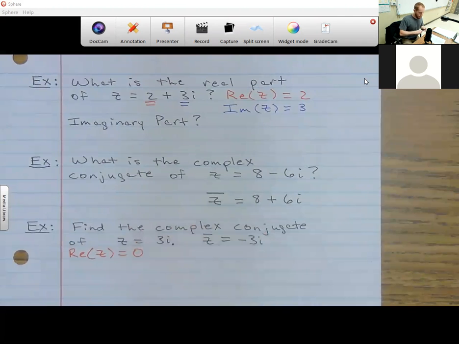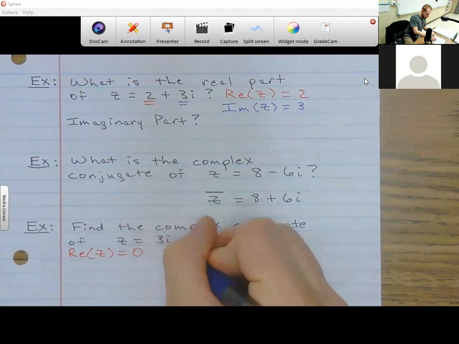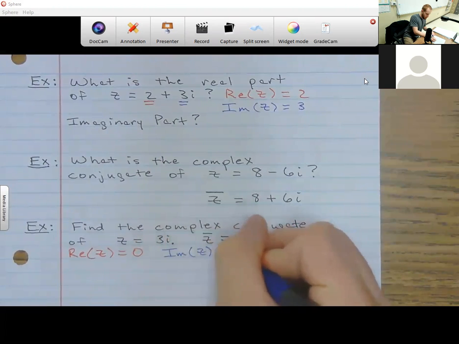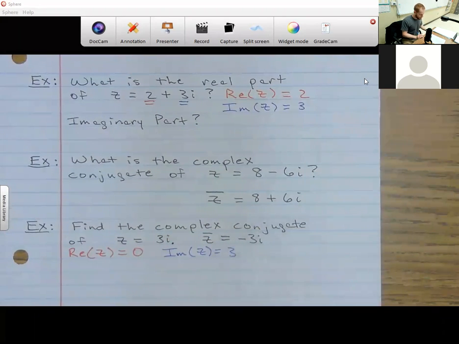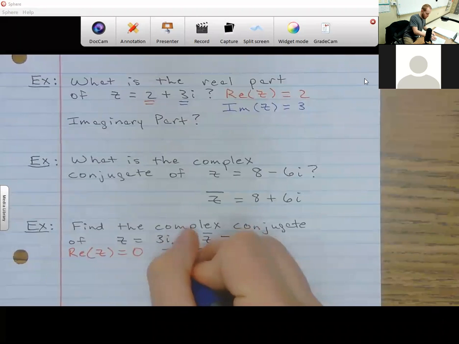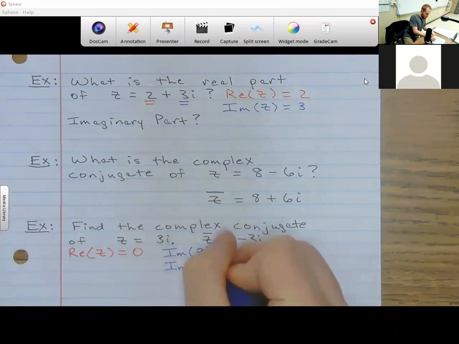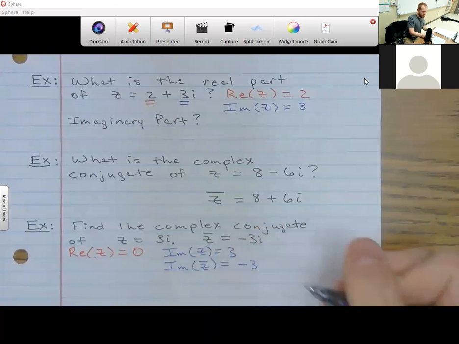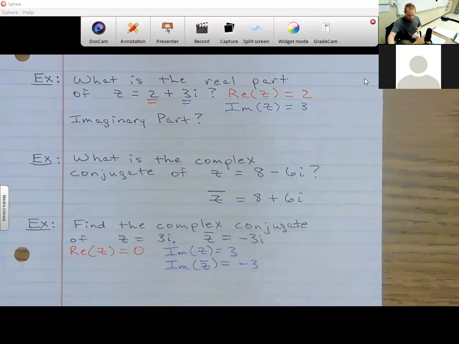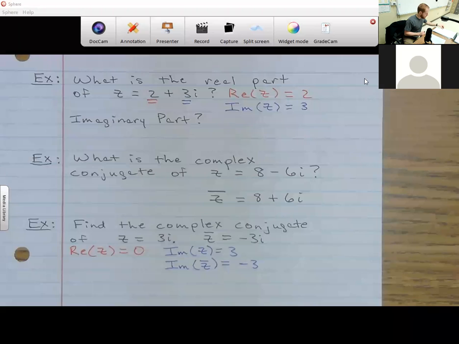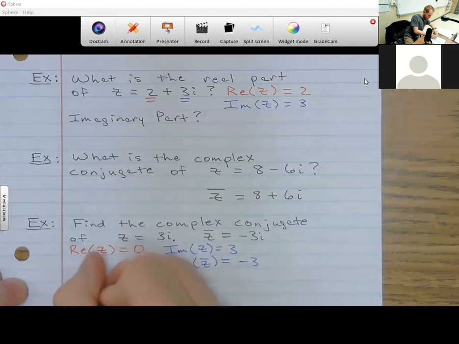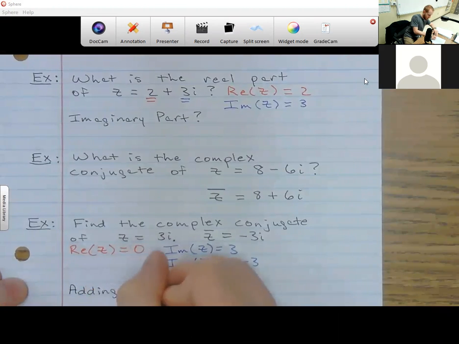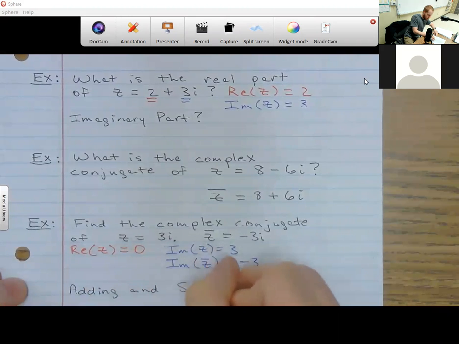And then what's the imaginary part for this? The imaginary part would be 3. So now the imaginary part of z bar, what would that be? Well, looking at this, a negative 3 is attached. So it's going to be a negative 3 this time. Okay? So that's real parts, imaginary parts, and conjugates. All right. Let's get to adding and subtracting.